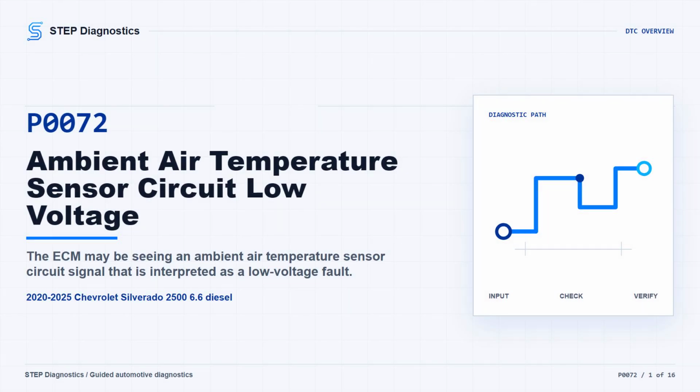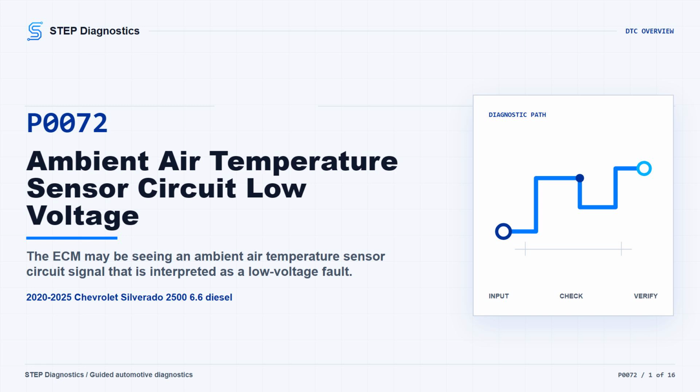Today, we're diagnosing P0072 on a Silverado 2500 diesel. This same ambient temperature circuit check can apply to related faults, but this episode stays focused on P0072. In plain terms, P0072 points to the ambient air temperature sensor circuit reading low voltage.